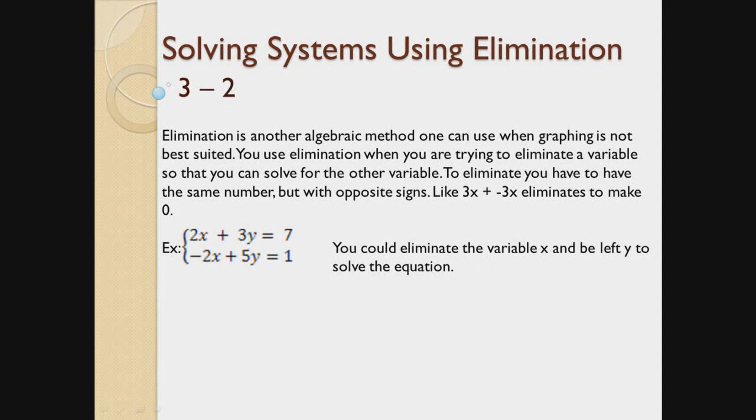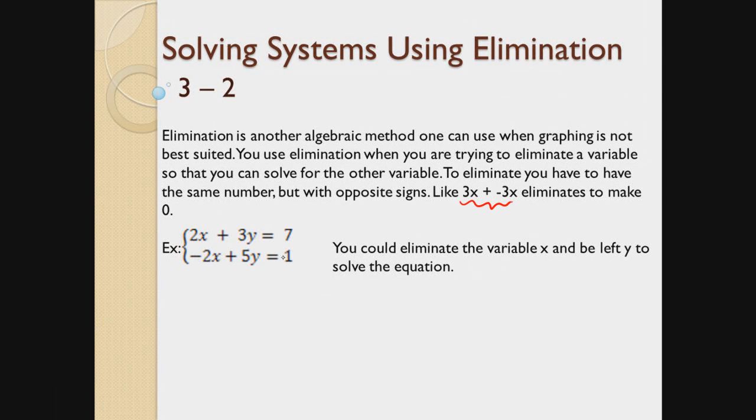Today you'll be learning about solving systems using elimination, section 3-2 in your book. Elimination is just another algebraic method. We use elimination to eliminate a variable so we can solve for another. To eliminate, you have to have the same number but with opposite signs, like 3x plus negative 3x would make 0 and eliminate. Let's look at an example.